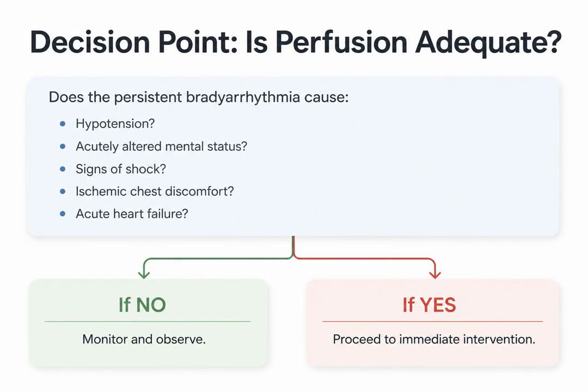The primary decision point in the algorithm is determining if the patient has adequate or poor perfusion. You must ask, is the bradycardia causing hypotension, altered mental status, signs of shock, ischemic chest pain, or acute heart failure? If the answer is no and perfusion is adequate, you simply monitor and observe. If the answer is yes, you must move quickly to intervene.